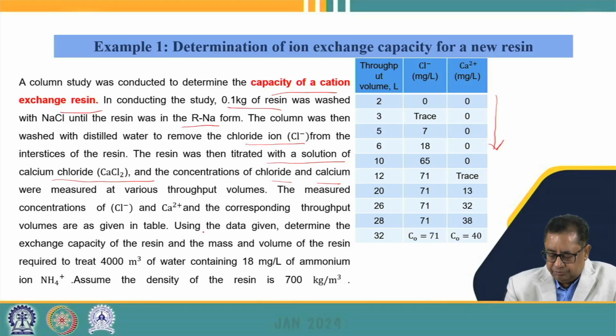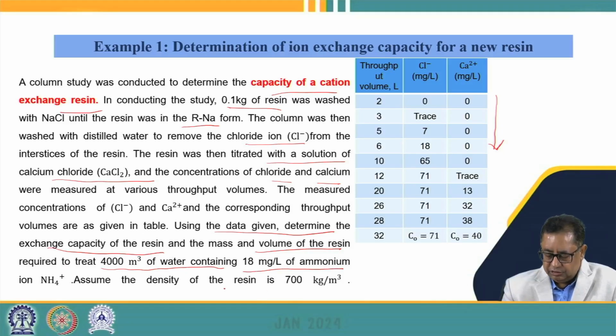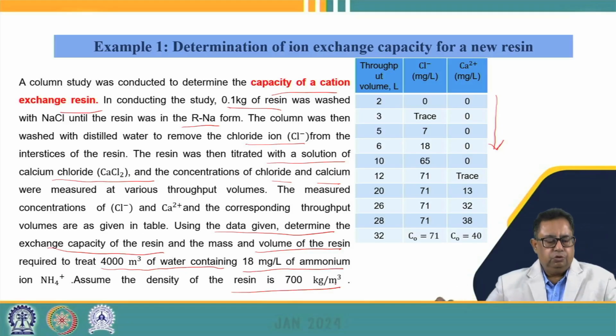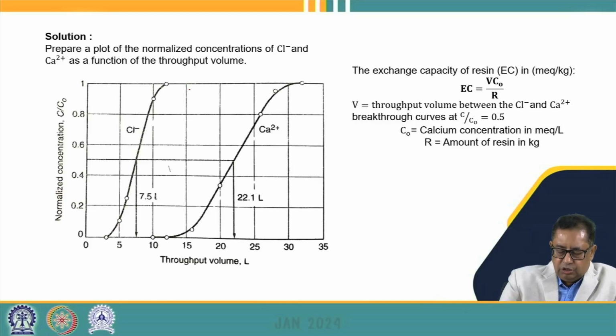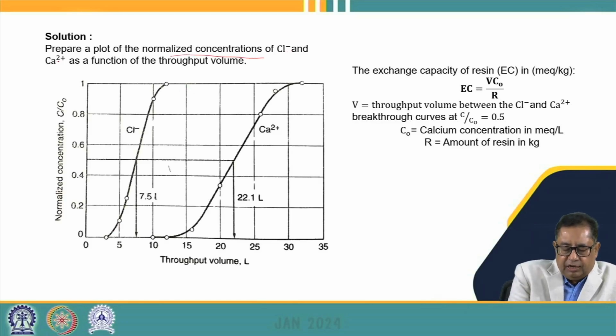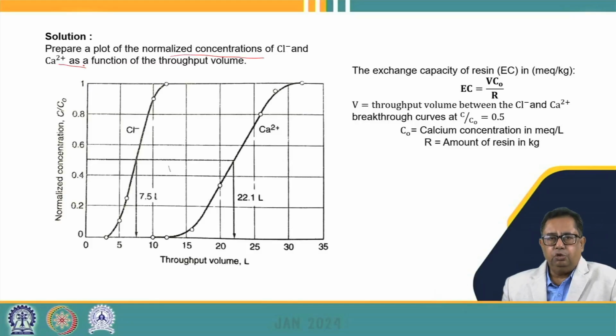Using this data, we have to find the exchange capacity of the resin, and we also have to find out the volume of the resin that is required so that we can treat 4000 cubic meters of wastewater which contains 18 milligram per liter of ammonium ions. The density of the resin is also given here. So how can we do this? First of all, we will draw the two curves, which are the normalized concentrations of the chloride and the calcium ions against the throughput volume.